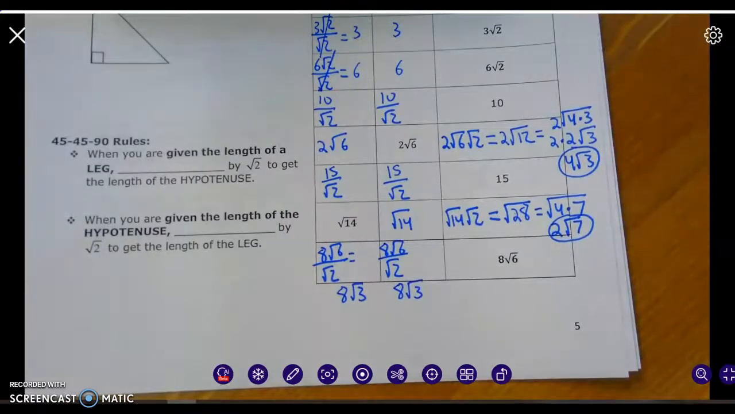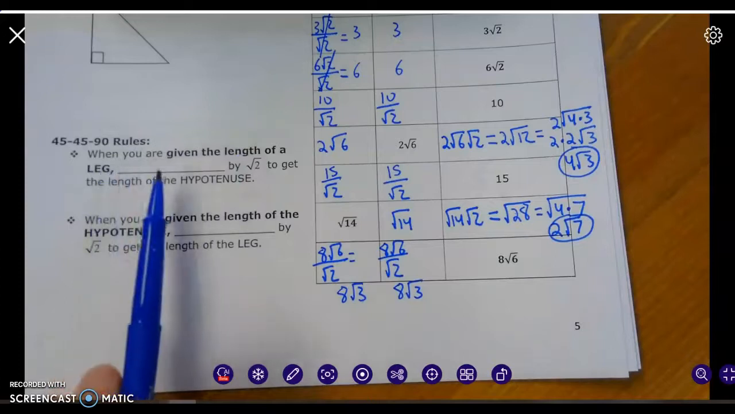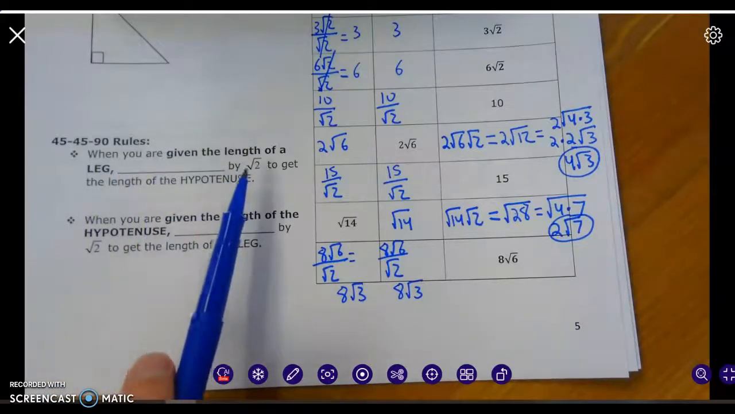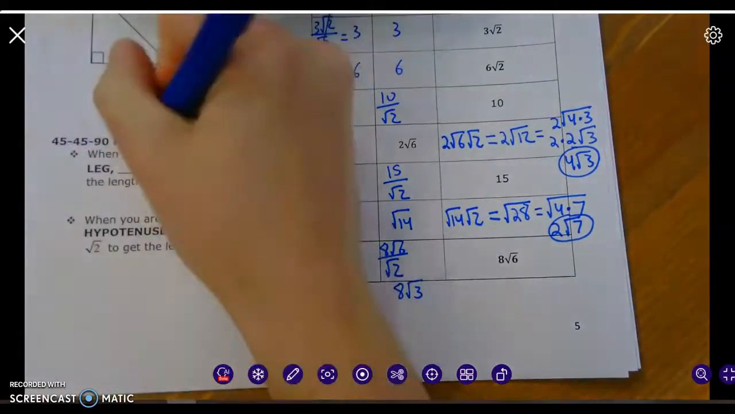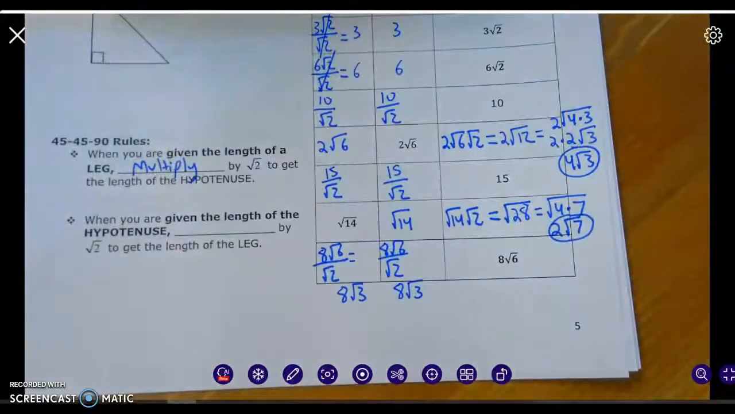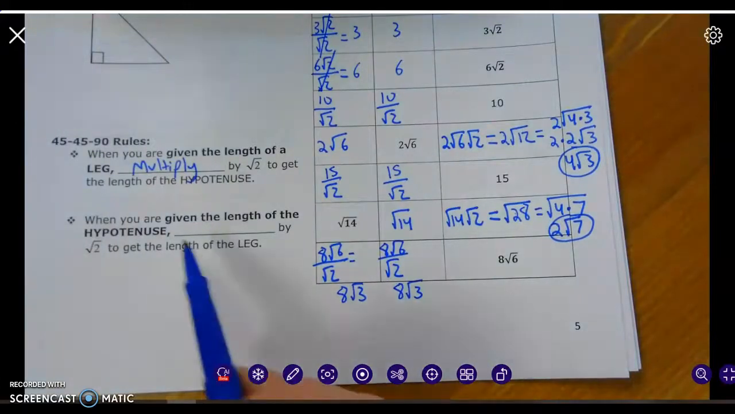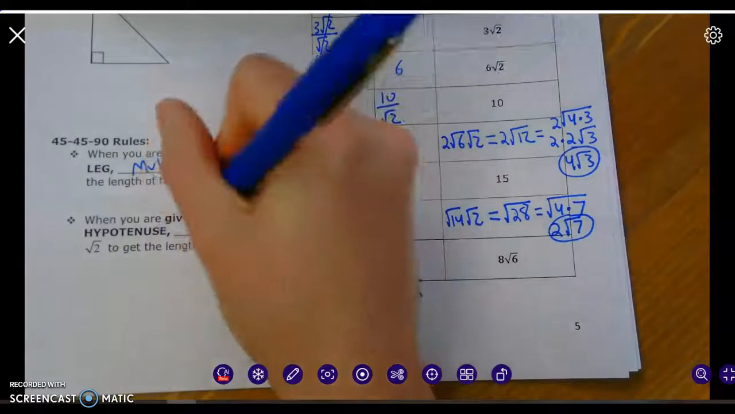Okay. So our 2 rules. If we have the length of the leg, do we multiply or divide to get the hypotenuse? We're going from leg to hypotenuse. We multiply, okay. And our other rule, if we have the hypotenuse and we're going to the leg, we divide by square root of 2.